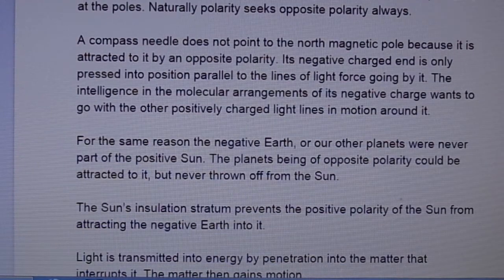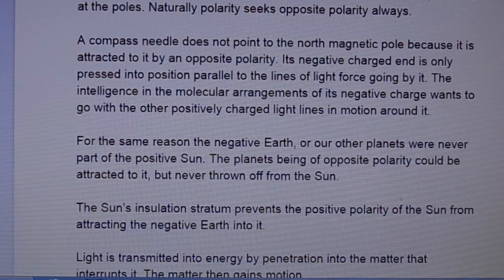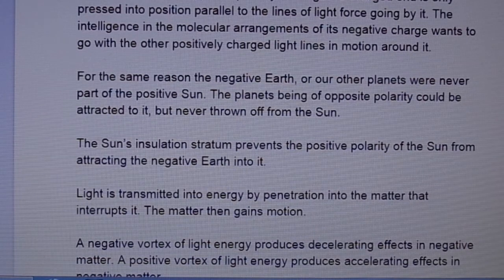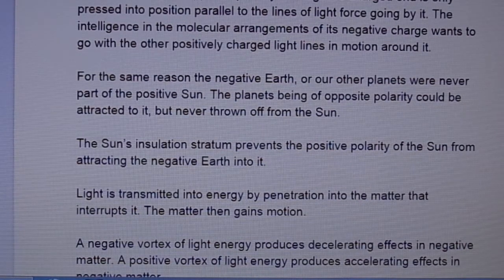For the same reason, the negative Earth or our other planets were never part of the positive Sun. The planets being of opposite polarity could be attracted to it, but never thrown off from the Sun. The Sun's insolation stratum prevents the positive polarity of the Sun from attracting the negative Earth into it.